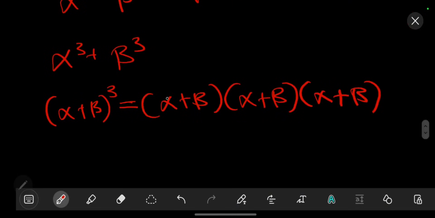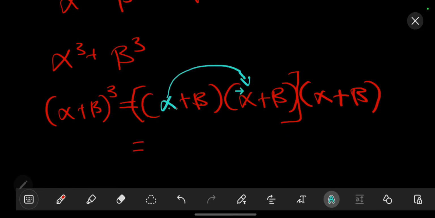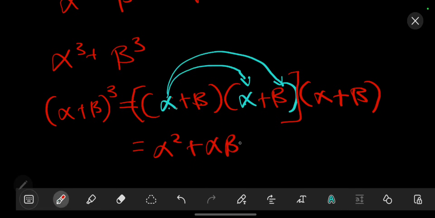So first, let's just multiply the first 2 of them. So we have the first one multiplies all of these numbers. So we have alpha by alpha. It will give us our alpha squared, like that. Then this alpha multiplies the second number, which is our beta there. We are going to have our alpha beta, like that.